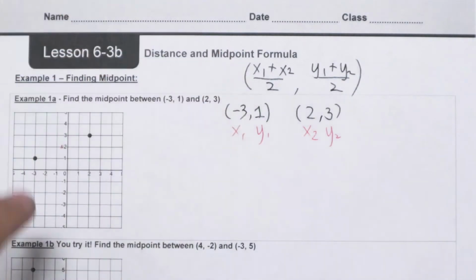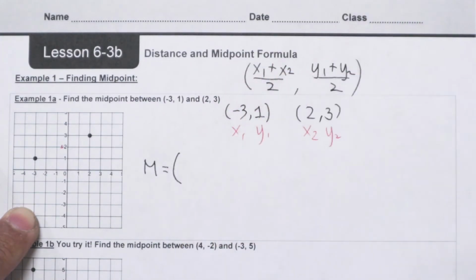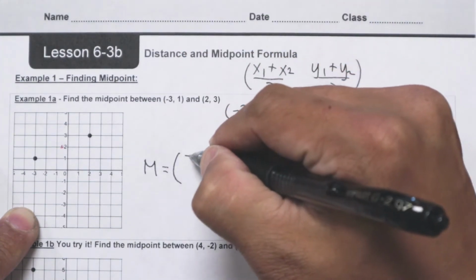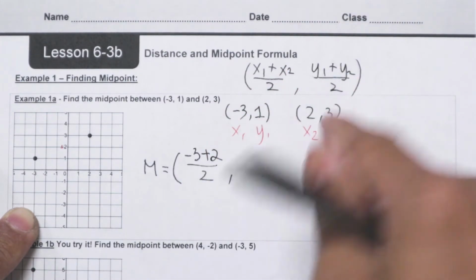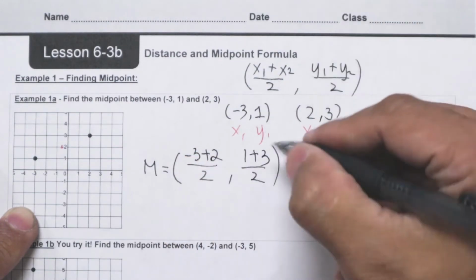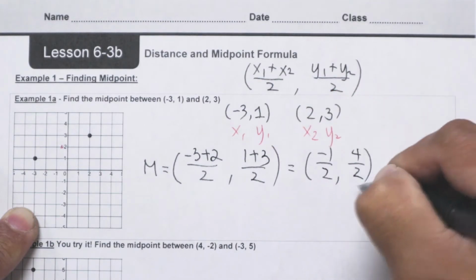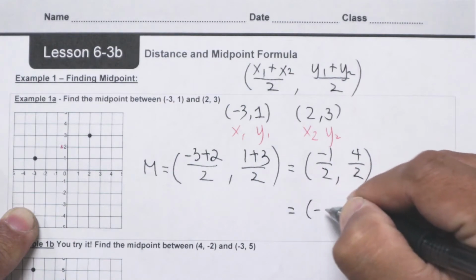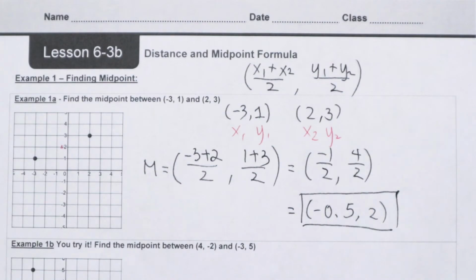Let's actually apply this formula. To find the midpoint, I'm going to use a capital M, and it equals the x's added together, -3 plus 2 divided by 2, and then the y's together, 1 plus 3 divided by 2. Then you use the order of operations to simplify. -3 plus 2 is -1 over 2, and 1 plus 3 is 4, so 4 over 2. Now, -1 divided by 2 is -0.5, and 4 over 2 is 2. So the ordered pair of the midpoint is -0.5, comma 2.